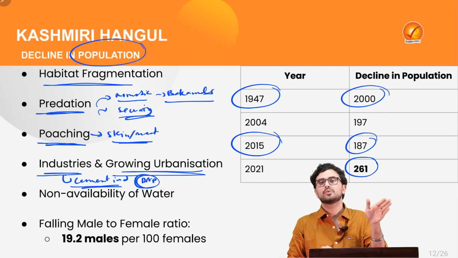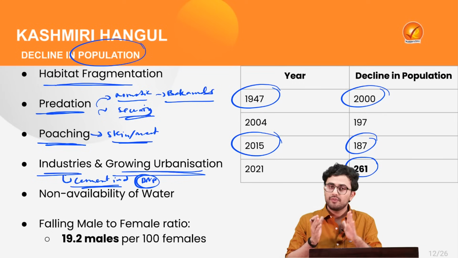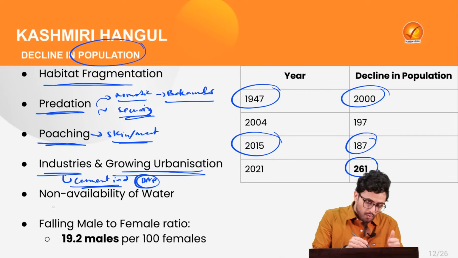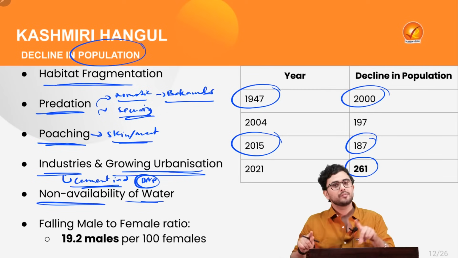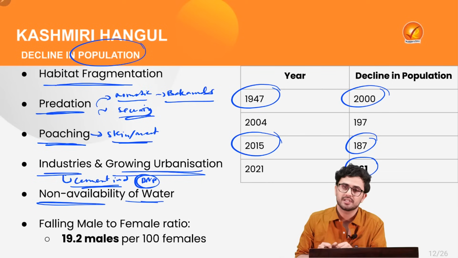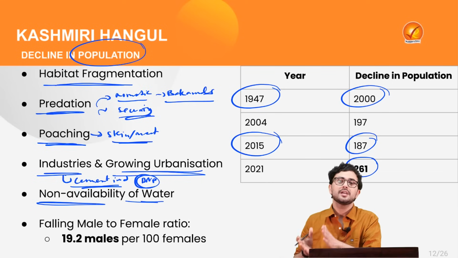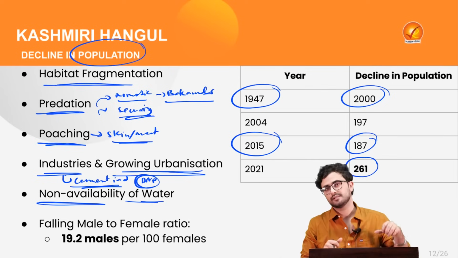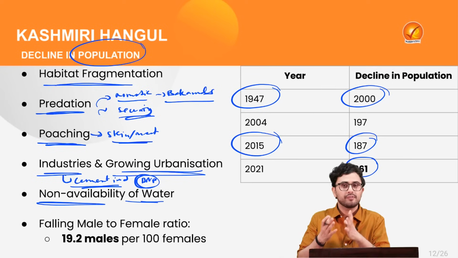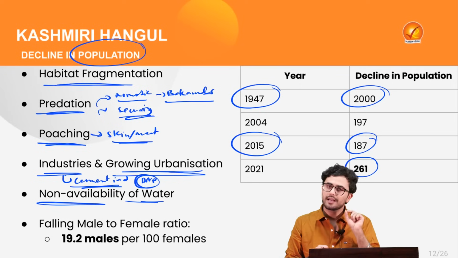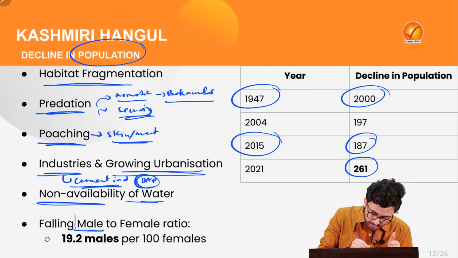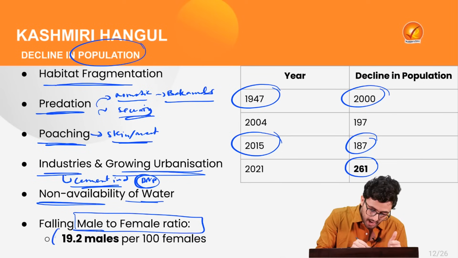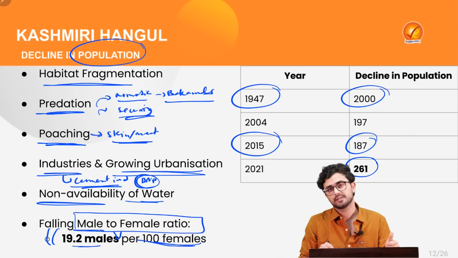Also, there is increasing tourism in this region of Srinagar, which impacts the population of these shy animals, the Kashmiri Hangul. Over and above this, there is the issue of non-availability of water in the vicinity of their habitat, which forces these Hanguls, especially pregnant and lactating mothers, to go in the direction of populated regions, which ultimately creates the issue of human-animal conflict. All these issues have led to the decline of the population and especially the falling male to female ratio, which has come down, as per the report, to 19.2 males per 100 females.